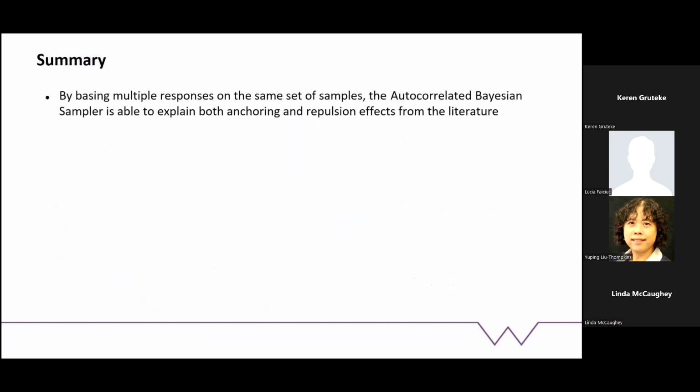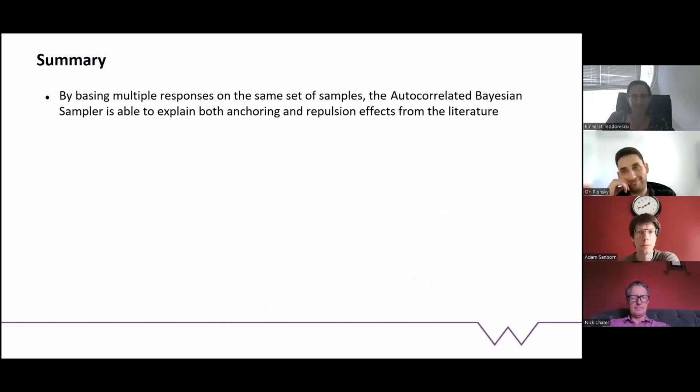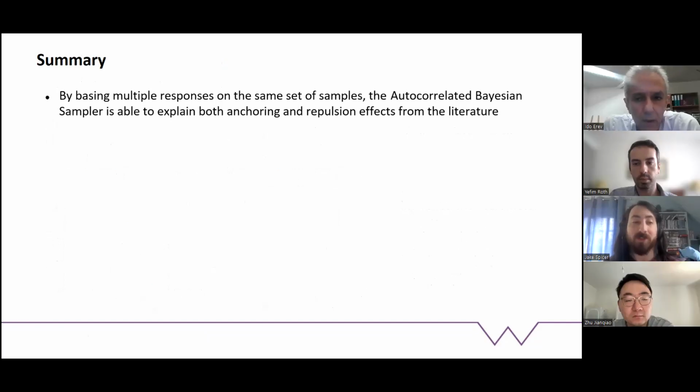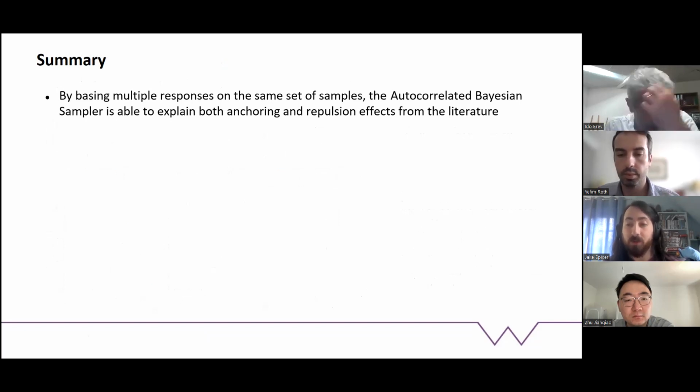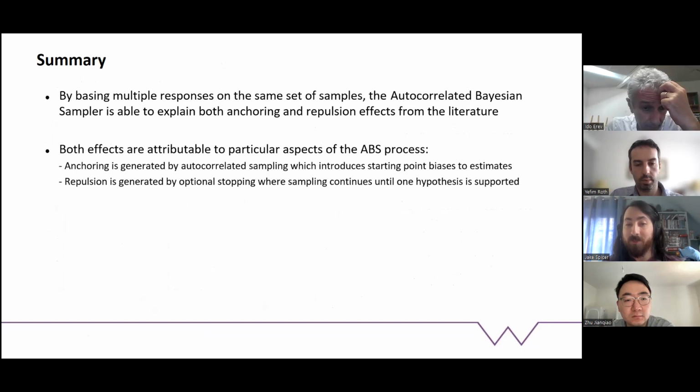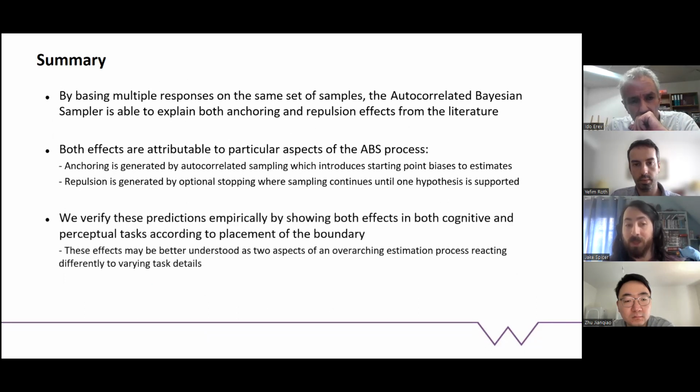So that's a very quick run through of this project. Hopefully that was enough to give you some idea of what this was talking about. But to briefly summarize, what we were looking at here was this concept that the autocorrelated Bayesian sampler has this connection between multiple responses from the same set of data, and that allows us to predict both anchoring and repulsion effects. And we see that emerging from the specific elements of our autocorrelated Bayesian sampler. So anchoring coming from the autocorrelations and repulsion coming from this optional stopping. And we've seen that verified in some empirical data.